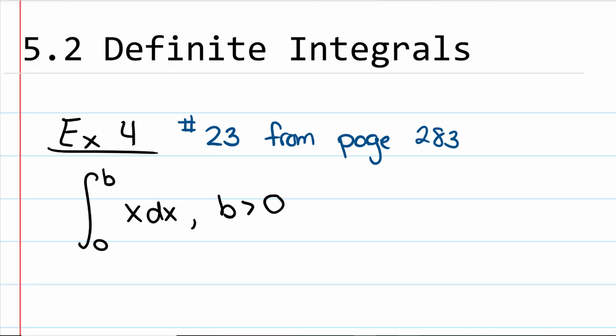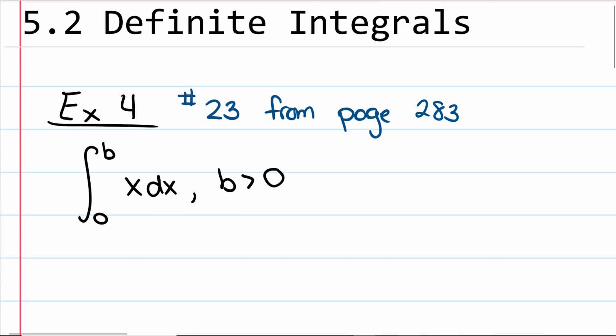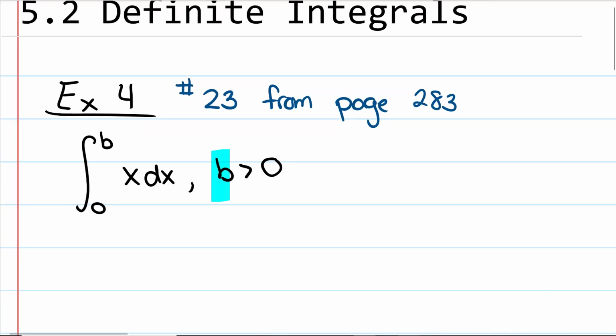Example 4. So for example 4, we're going to look at some problems from the textbook. We're looking at number 23 from page 283. It says the integral from 0 to b of x dx, where b is greater than 0. This piece of information is very important because it tells us that the integral is going to be increasing in x values and not decreasing.